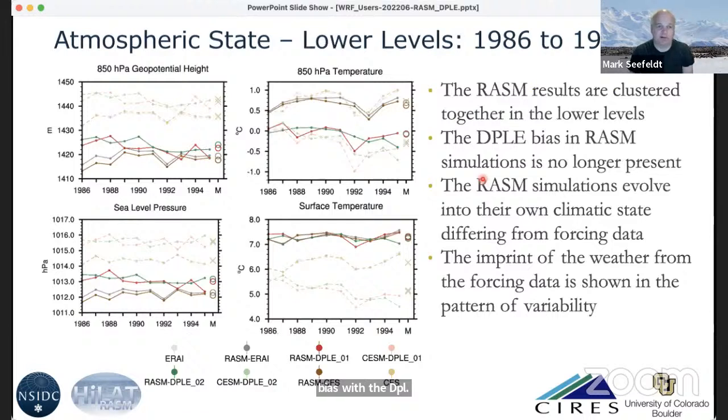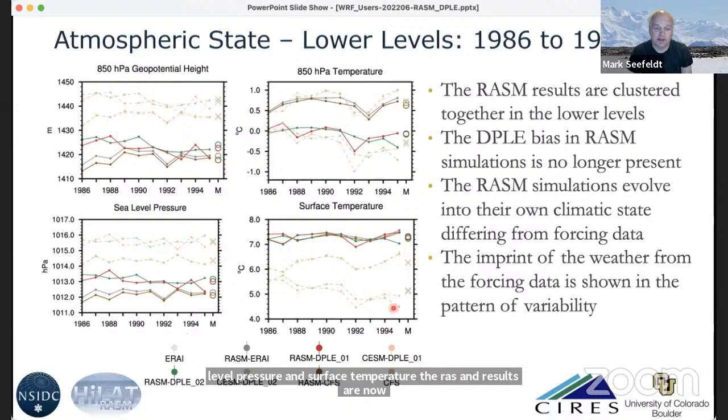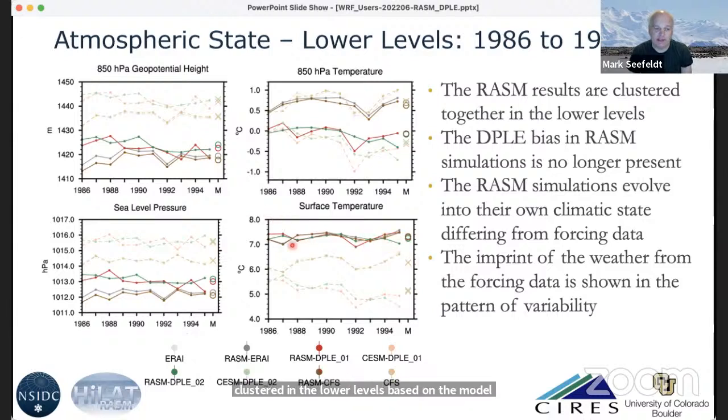However, when we look at the lower levels, and so this is 850 hectopascal geopotential height and temperature, as well as sea level pressure and surface temperature, the RASM results are now clustered in the lower levels based on the model configuration or the simulation, and the negative bias that was occurring with the DPLE is gone. So we can look at surface temperature here. All 4 RASM simulations are showing roughly the same surface temperature with a bias warmer than the ERA-Interim and CFS source data, and then our cold bias in the DPLE data is still present in the source data, but not in the RASM simulations.